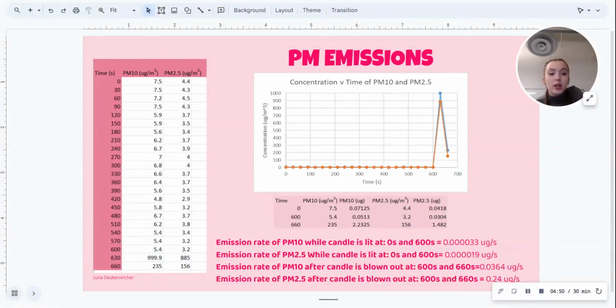Our last experiment was the particulate matter emissions. As the candle was burning, you can see the particulate matter of 10 and 2.5. It grew slightly, but mostly stayed around the same values. But at 600 seconds, once we blew out the candle, it skyrocketed, as you can see at 6:30, where the PM 2.5 was like 885. So it really jumped and then fell back down.